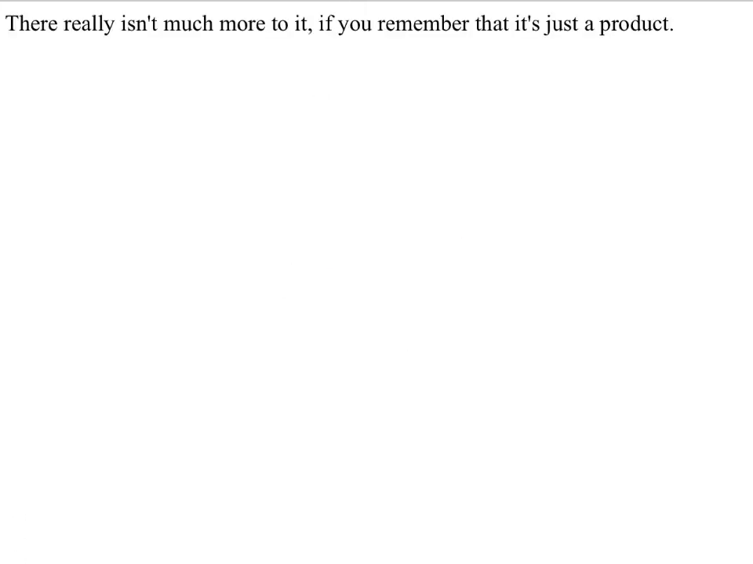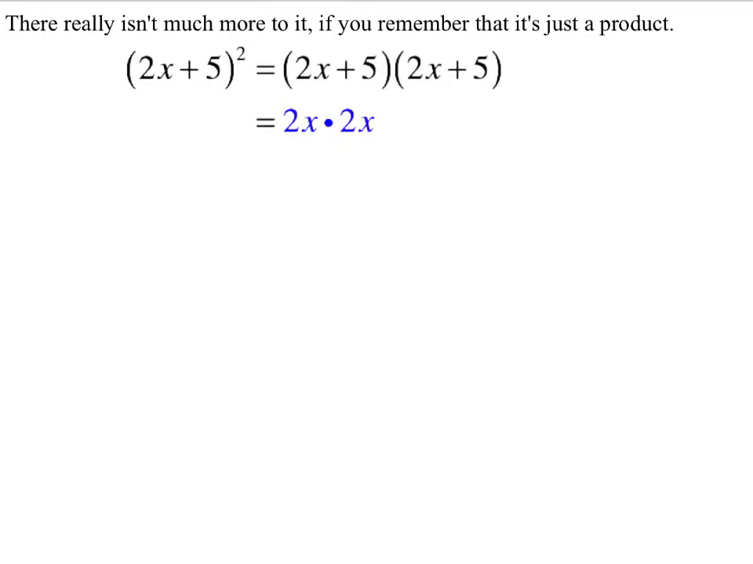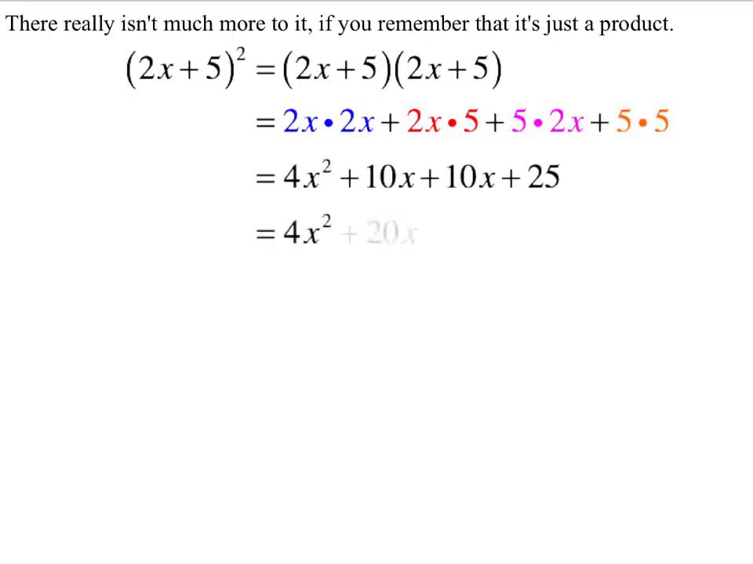There really isn't much more to it than that, if you remember that it's just a product. Here are some more examples. 2x plus 5 quantity squared is 2x times 2x plus 2x times 5 plus 5 times 2x plus 5 times 5, which simplifies to 4x squared plus 20x plus 25.